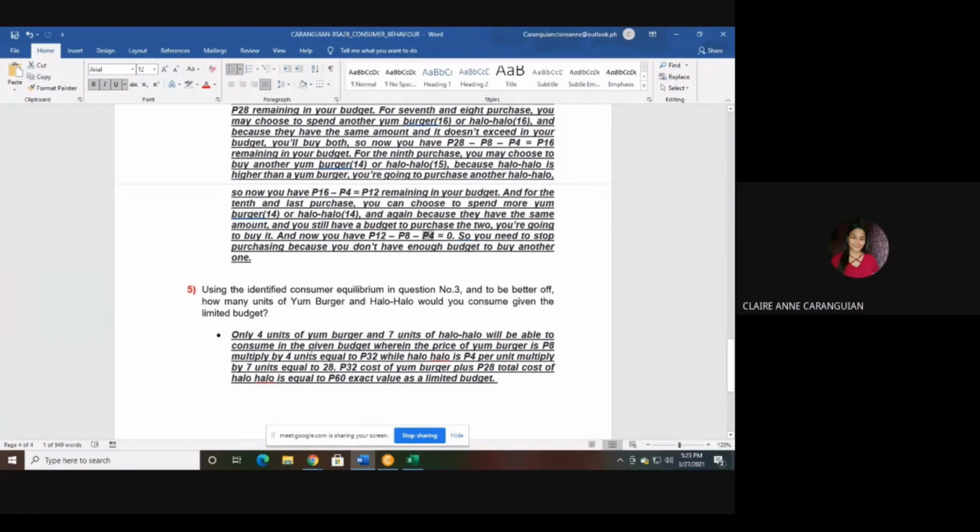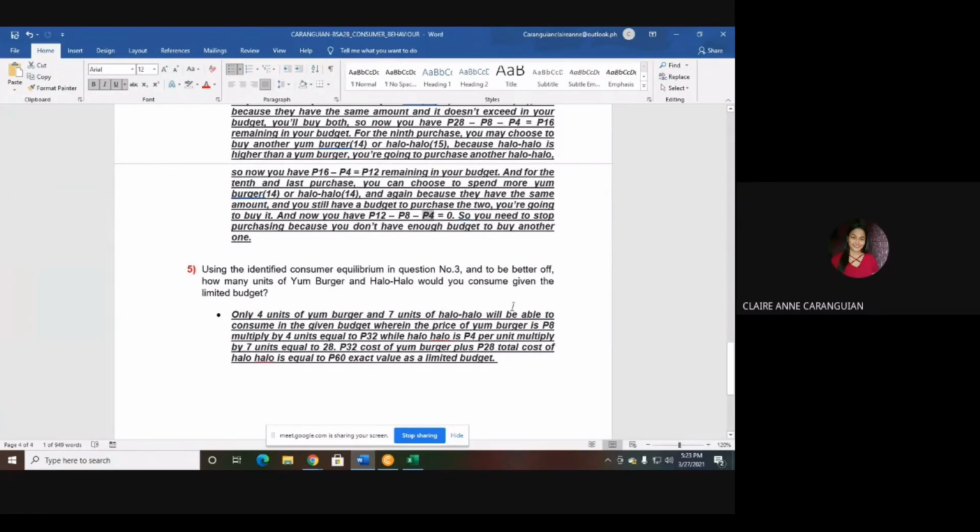So ito, only 4 units of Yum Burger and 7 units of halo-halo will be able to be consumed in the given budget, which is 60, wherein the price of Yum Burger is 8 pesos multiplied by 4 units, equal to 32, while halo-halo is 4 per unit multiplied by 7 units, equal to 28 pesos. So, 32 cost of Yum Burger plus 28 total cost of halo-halo is equal to 60. Exact value of our limited budget.